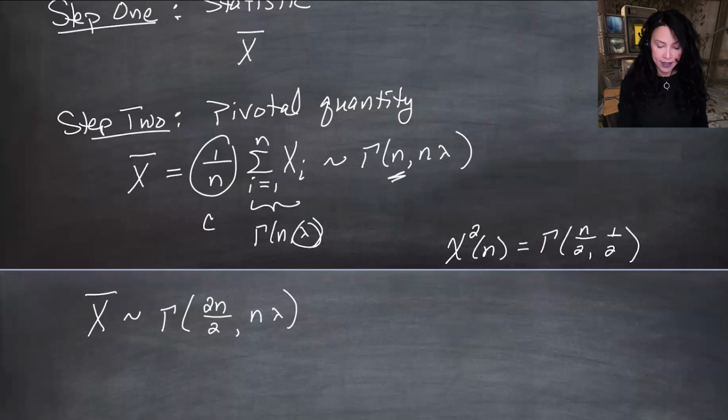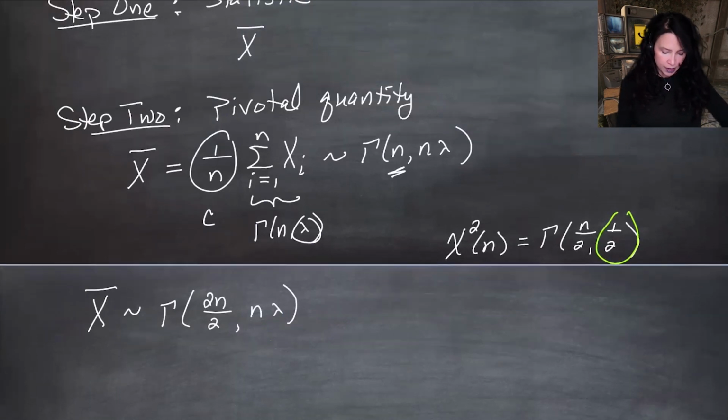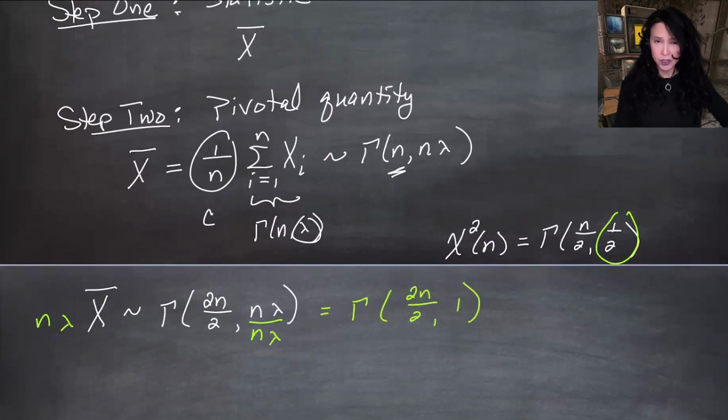We've done this today. If I multiply by a constant, it ends up under the second parameter. I want that second parameter to be 1/2. So you can go for that directly. I think I'm going to think about this in 2 steps though. If I multiply by n lambda, it ends up going under the second parameter. And so we'll be getting a gamma distribution with parameters 2n over 2 and 1. This is not exactly what we want. We want a 1/2 in there.